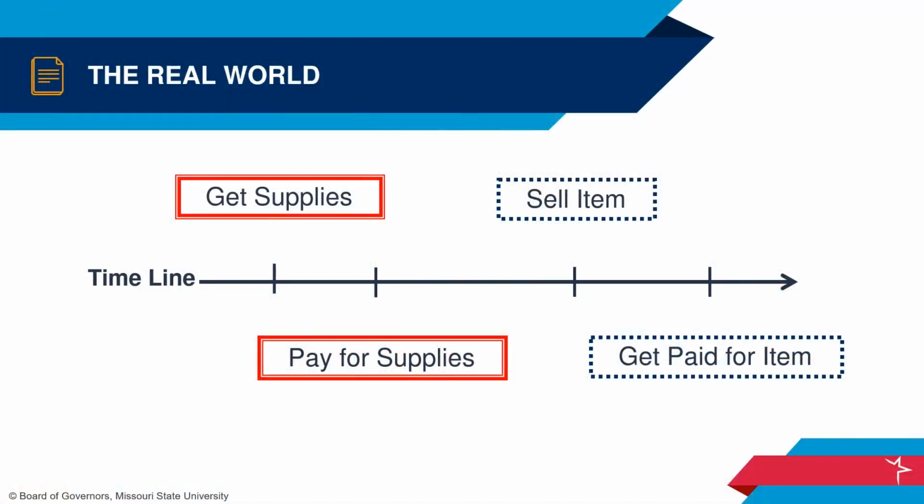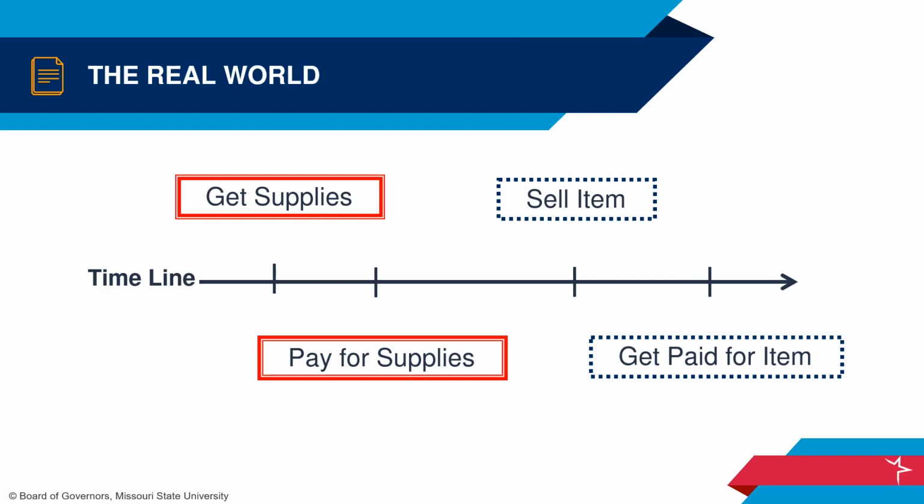For a lot of businesses, they purchase and receive supplies on credit terms and pay for those supplies at a designated time in the future. It could be net 30 or net 60 or some other type of credit terms, but the business is not paying for the supplies when they receive them.